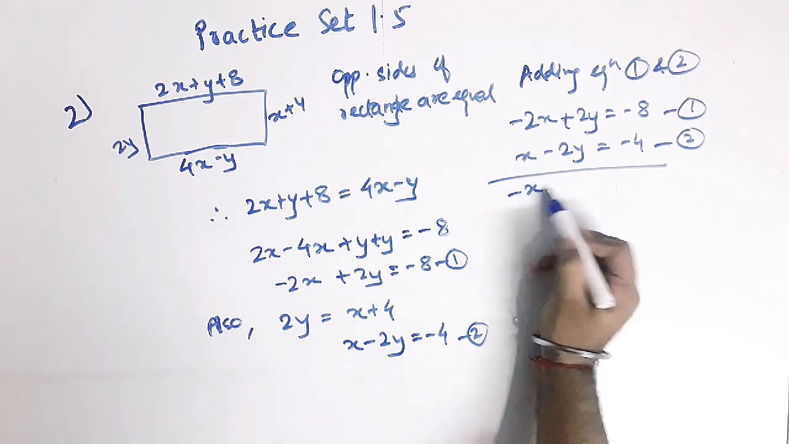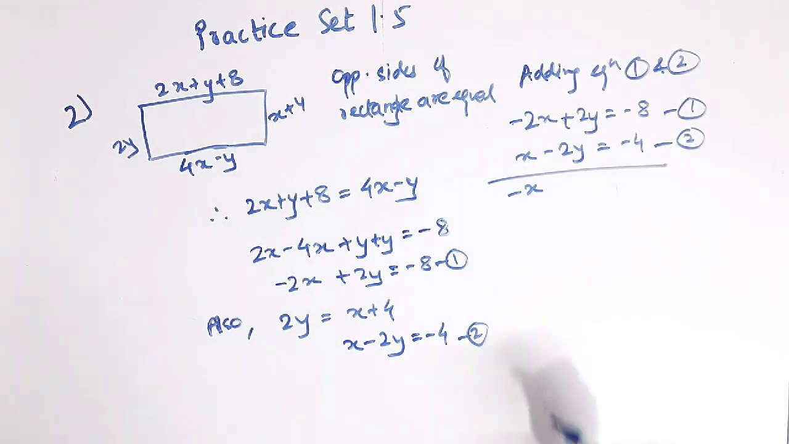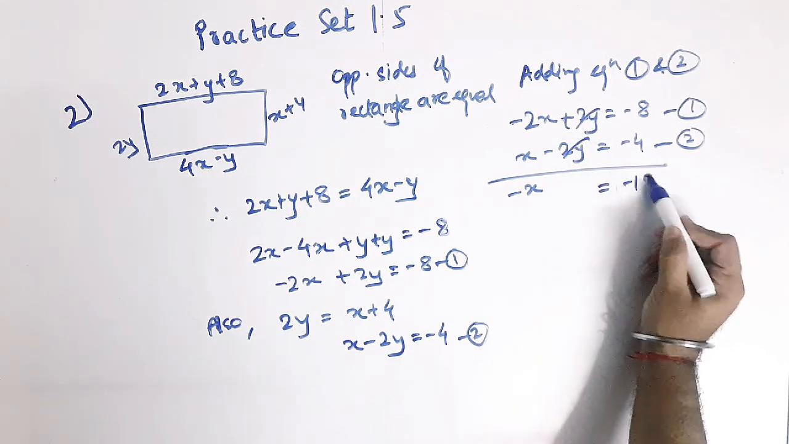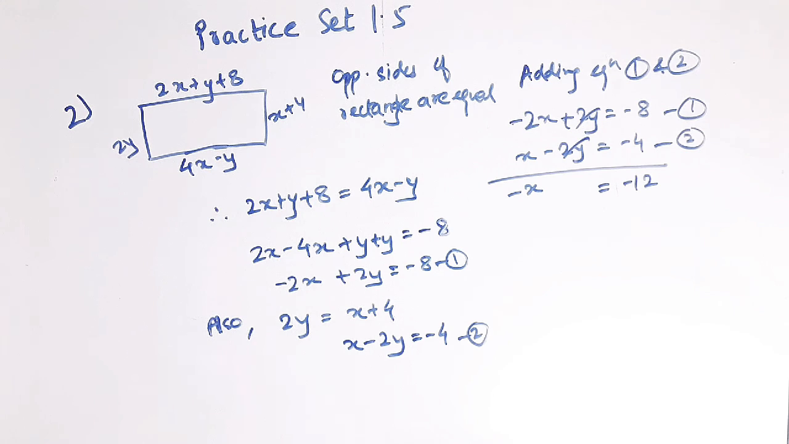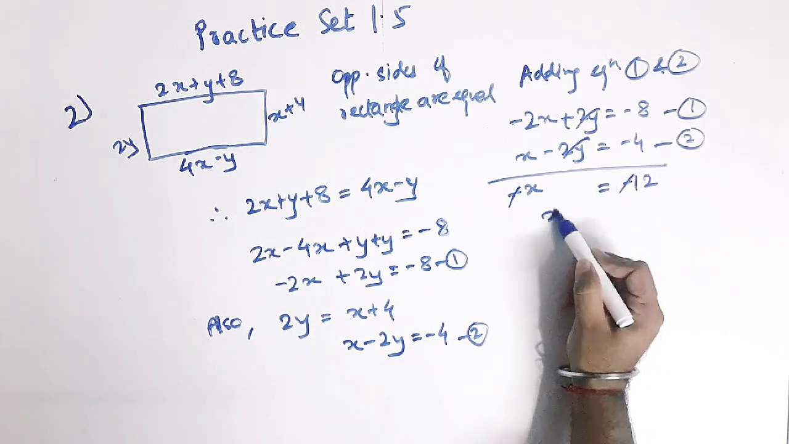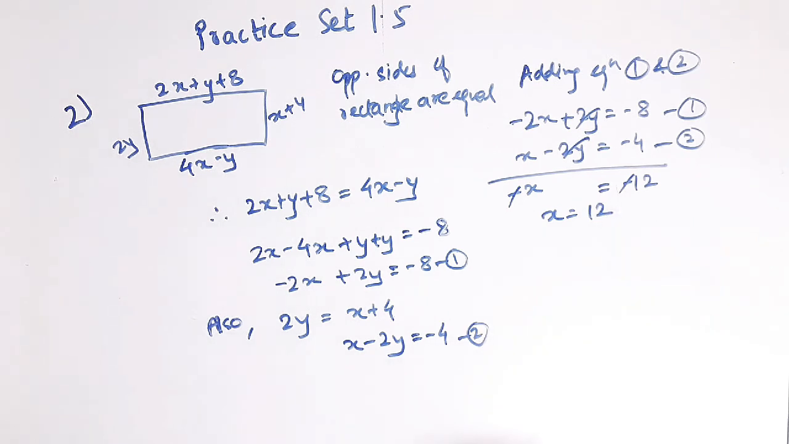Minus 2x plus x is minus x. This gets cancelled and this becomes minus 8 minus 4 becomes minus 12. Now minus minus gets cancelled. What is the value of x? x is equal to 12. So we got x is equal to 12.